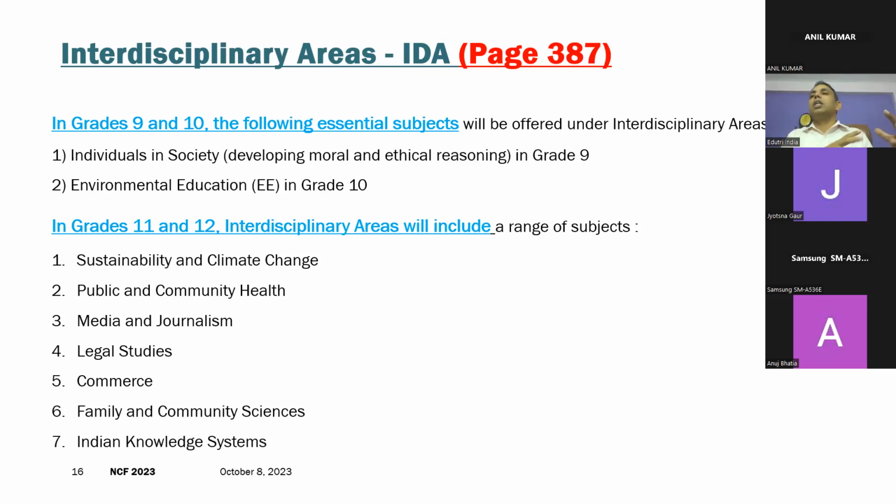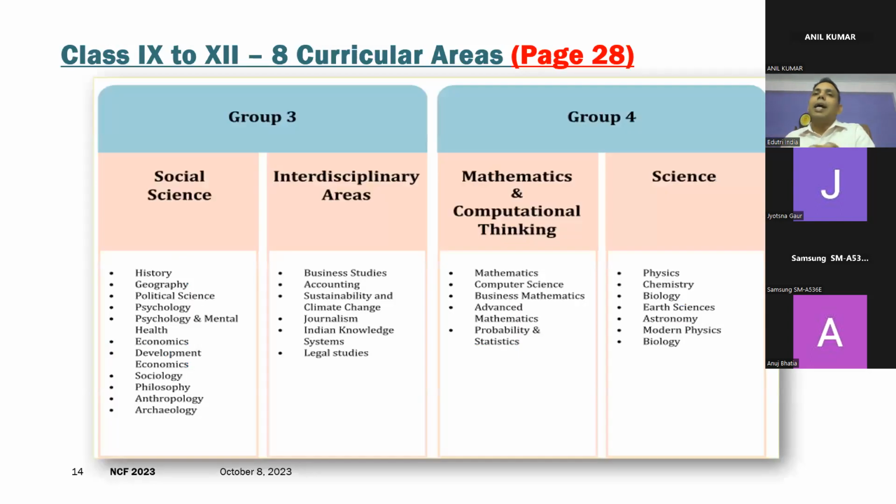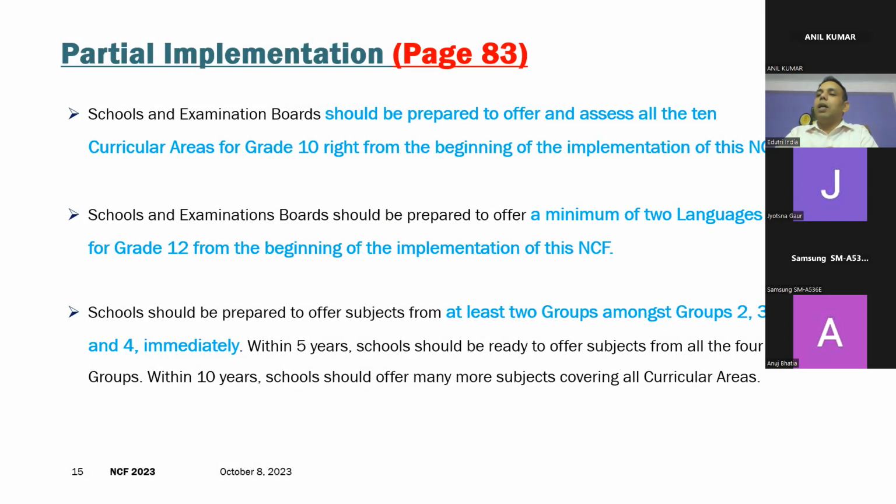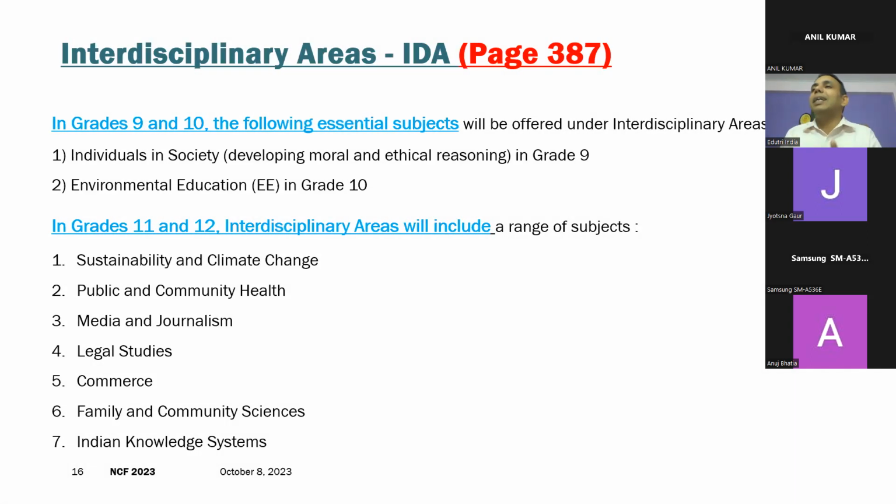Now, there was confusion. Even I was confused that if class 9, 10th can also take IDA, that means, IDA was having, see this, business study, accountancy, journalism, Indian knowledge system, legal studies. So I had an impression that class 9, 10th can also take accountancy or business study as a subject. That was my interpretation in the beginning when I went through this document. The more you study, the more you get into depth.